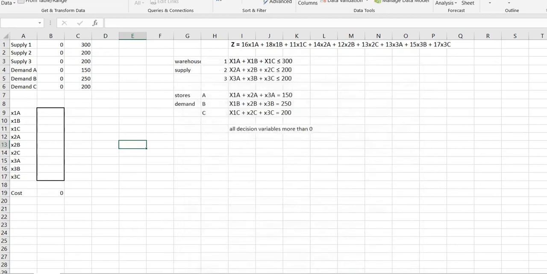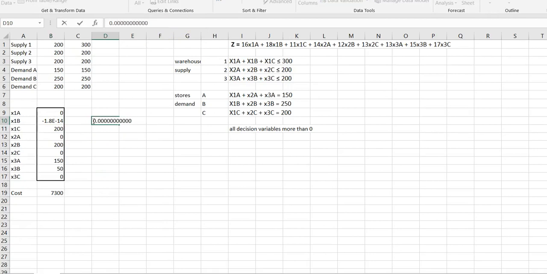Okay, solve. Now let's look at this right here. E to the negative 14, what that means is move the decimal left 14 times, so you end up with a bunch of zeros like that. So what that means is that's pretty much zero. So that's practically zero.